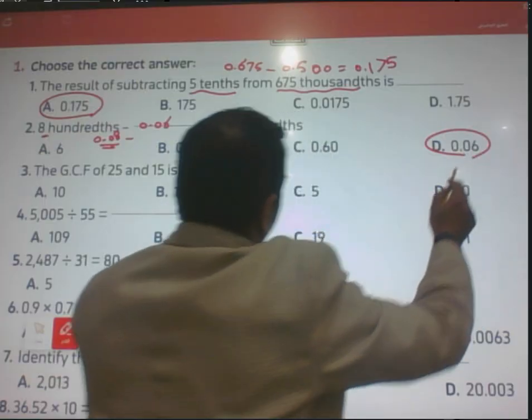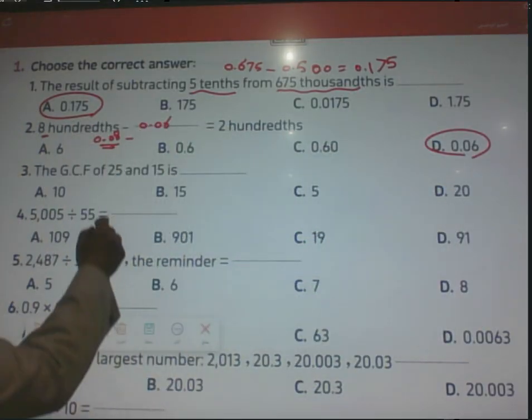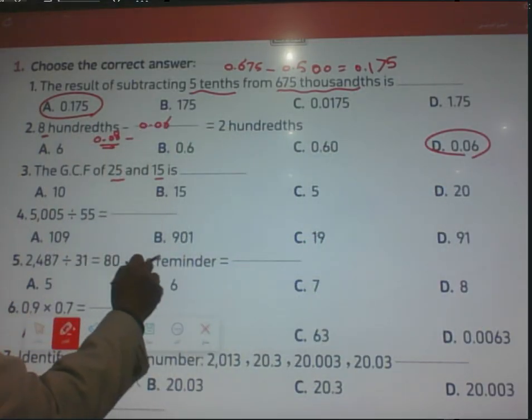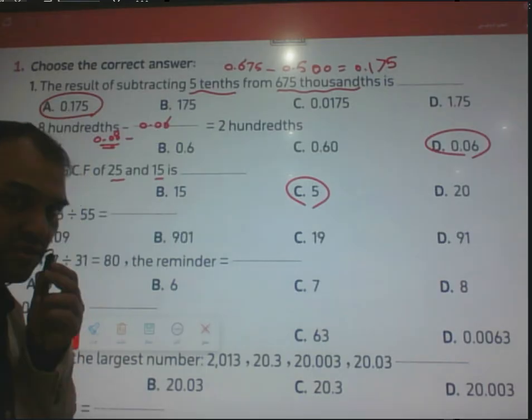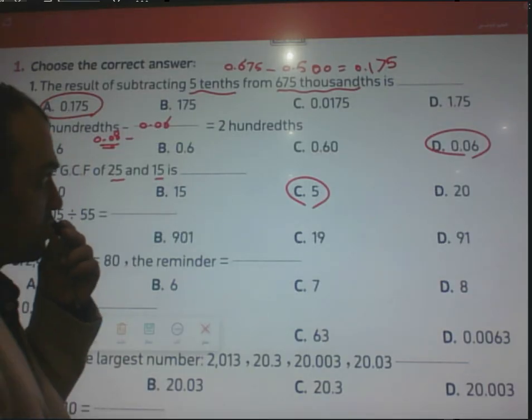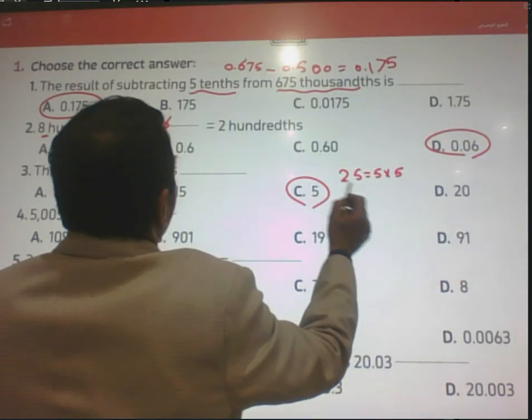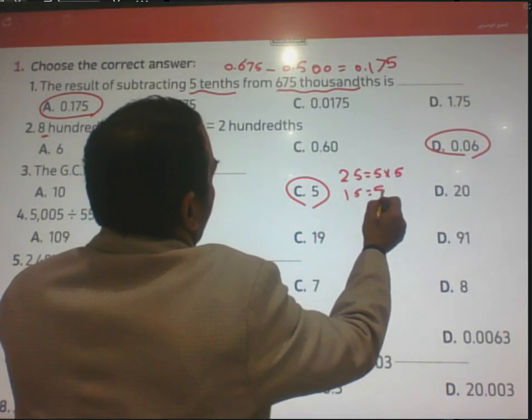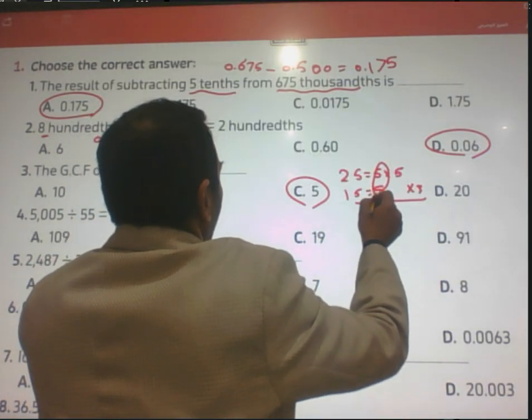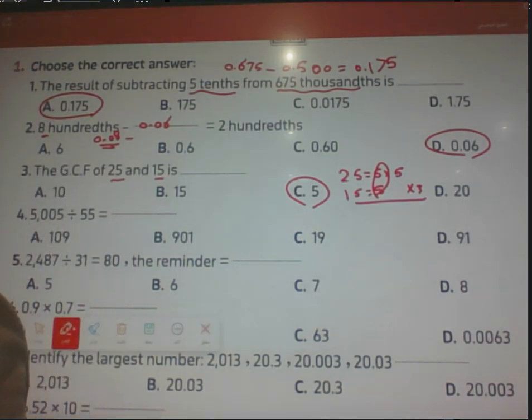Choose letter G. The greatest common factor of 25 and 15 is 5. Okay, 5, we call it the greatest common factor between two numbers, because 25 is 5 times 5, and also 15 is 5 multiplied by 3. Then 5 was the greatest common factor between two numbers.